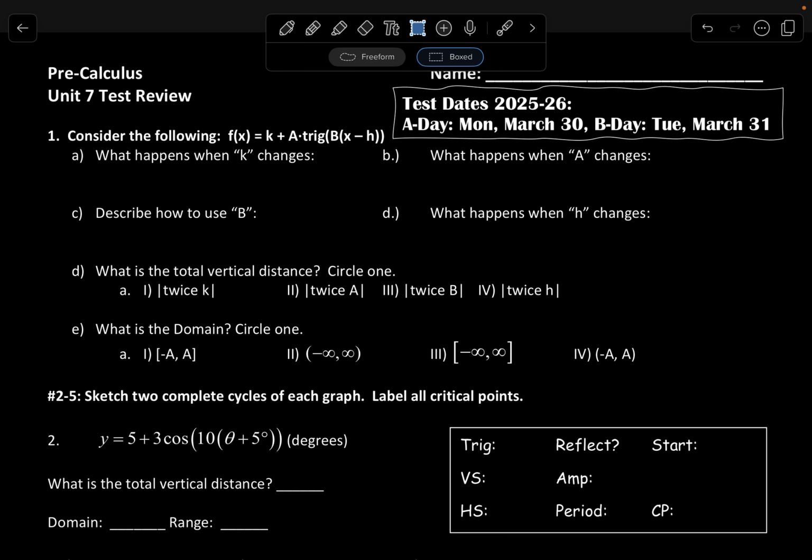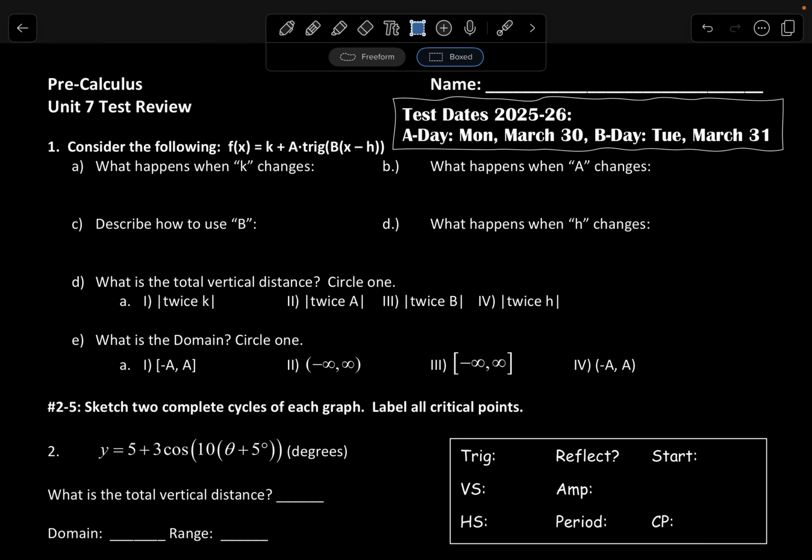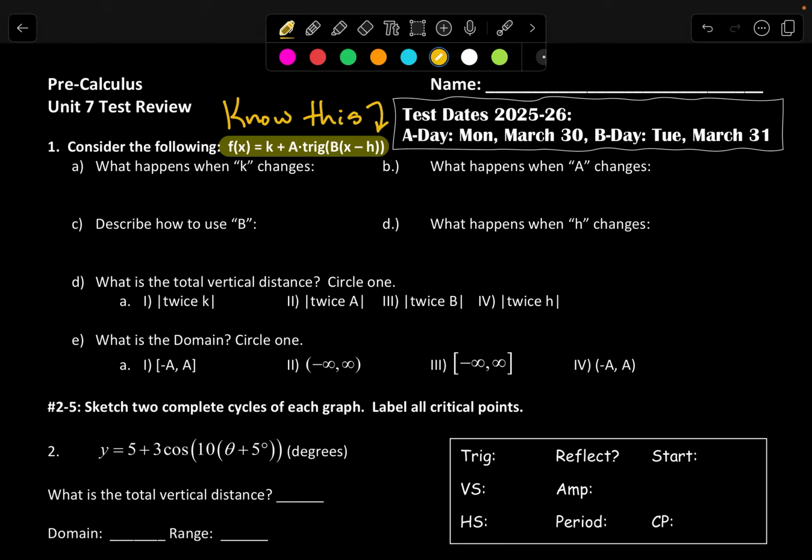For question number 1, they give us the transformed function. We've been working primarily with cosine and sine, and we have our different values here. So you really need to know this original function so that you can put everything in the right order for later questions. But you also need to know what the letters do.